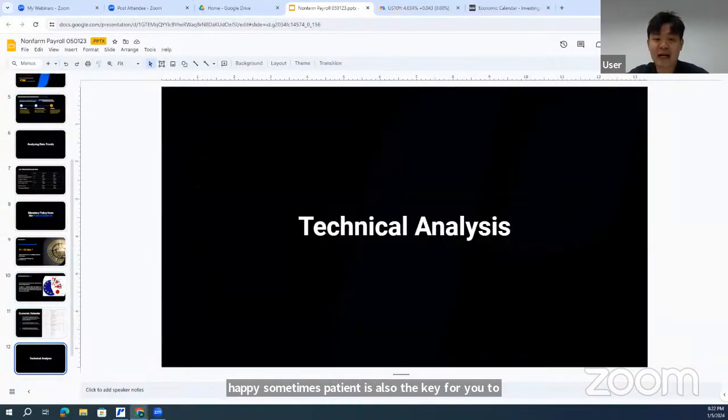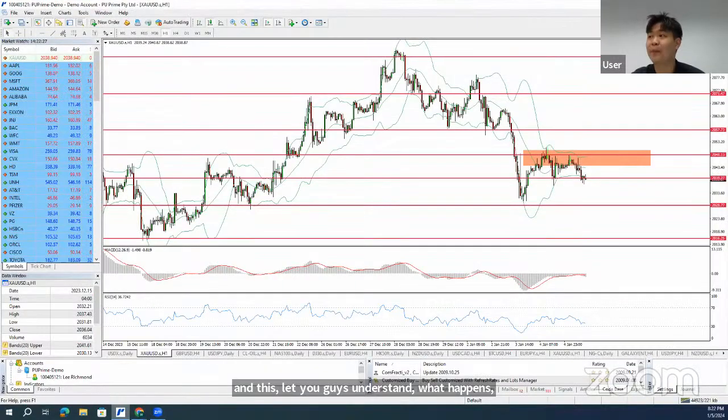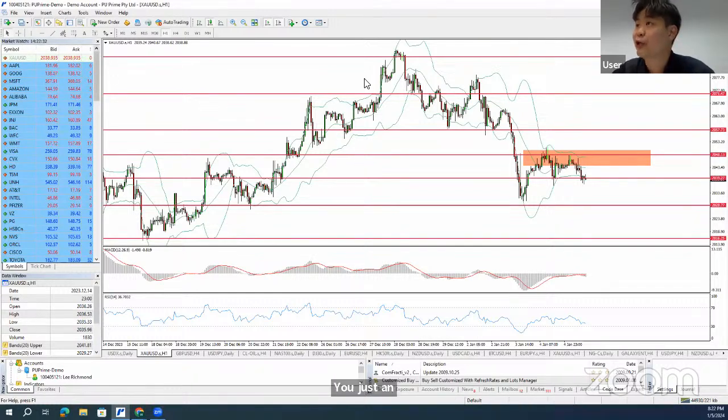So now we are going to analyze a few technical analyses, to let you guys understand what the gold move should be after an NFP and before the NFP. It's just an opinion. So recently, this is the gold chart, and this is H1 gold.